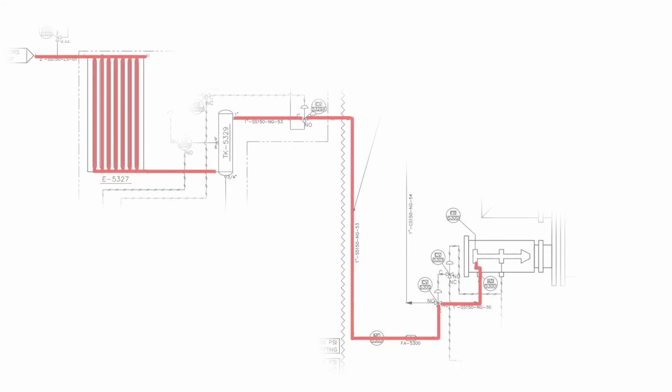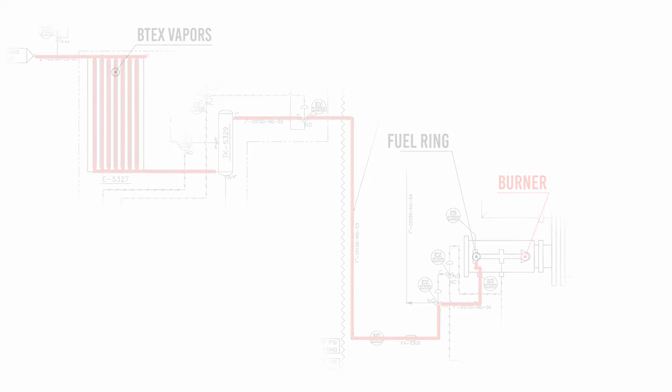What is the fuel ring's purpose? The fuel ring functions as an adapter which allows processed BTEX vapors coming from the BTEX system to be injected into the natural draft burner on the glycol regen skid. Ultimately, the fuel ring allows BTEX to be destroyed by means of utilizing it as a burner fuel for the glycol regenerator.